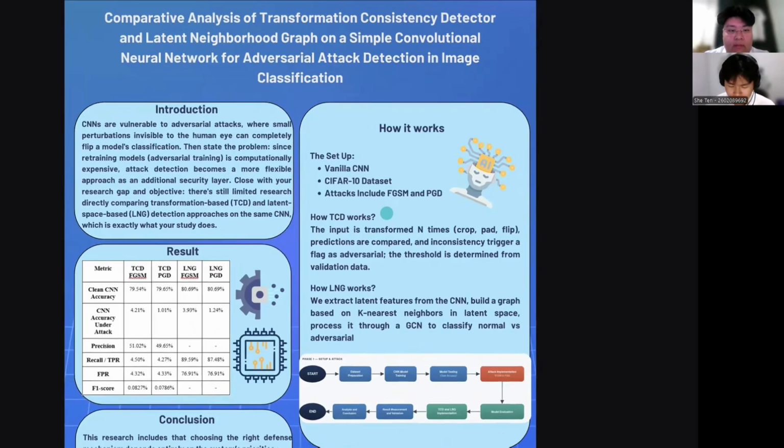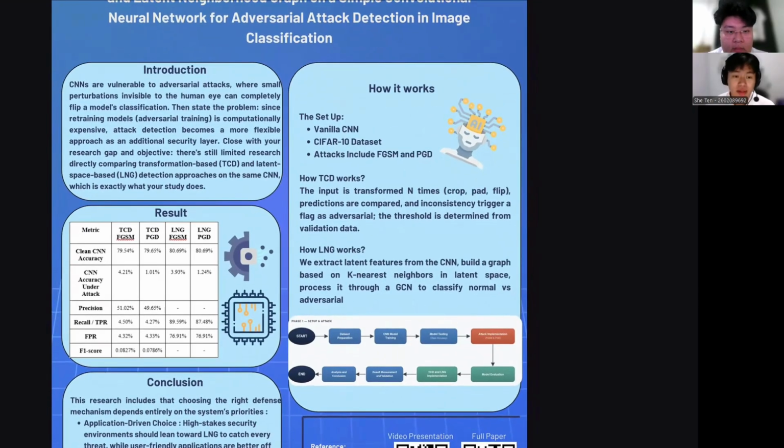First is FGSM, fast gradient sign method. This is a one-step attack. It basically computes the gradient of the loss with respect to the input and nudges the image in the direction that maximizes the model's error. It's fast, it's simple, and it's effective. Think of it as a quick jab to the model.